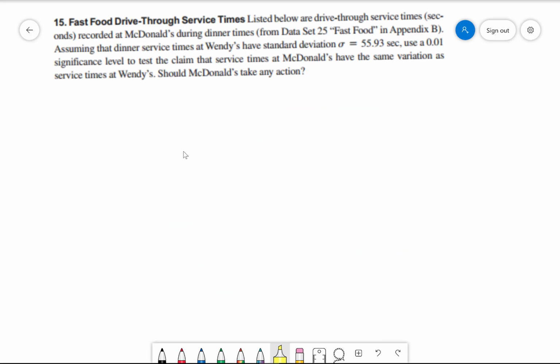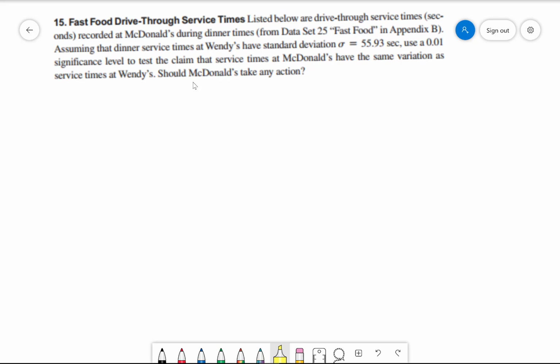So what we're going to do now is look at number 15, which again, if you have the 13th edition, is on page 406. We're going to look at drive-through service time in seconds at McDonald's during dinner times, and also at Wendy's. We're going to assume that dinner service times at Wendy's have a standard deviation of 55.93 seconds. We're going to use a 0.01 significance level to claim that the service times at McDonald's have the same variation as at Wendy's, and we're going to talk about should we take any action.